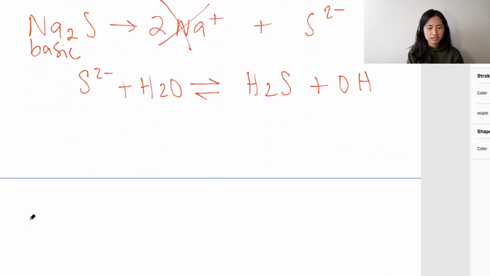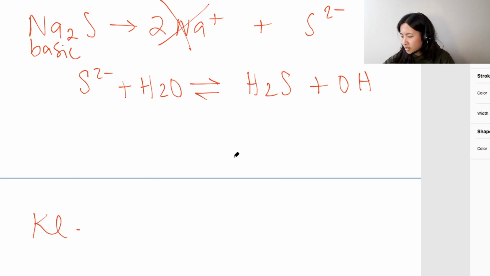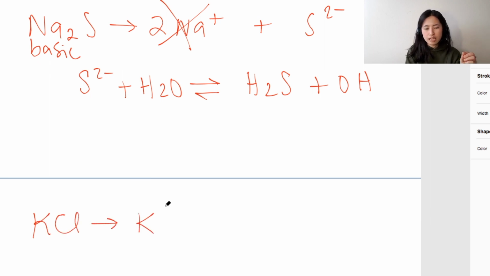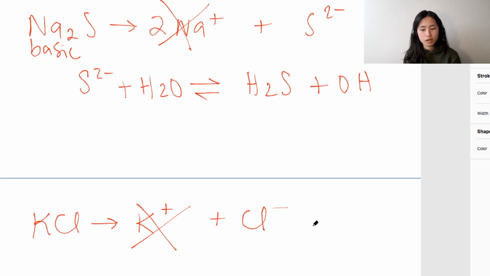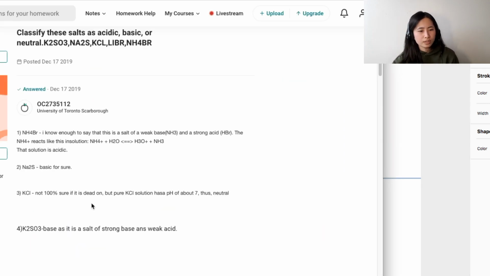So if you have KCl, okay, so this is KCl, and remember what I said, because this is a salt, it's going to dissociate into K plus and Cl minus. Again, K plus is a metal cation with a positive charge, therefore this will not participate in hydrolysis. And if you have Cl minus, this is an anion which is part of a strong acid, and we know that that's HCl, right? We know that HCl is a strong acid, therefore this is not going to participate in hydrolysis as well. So that's why KCl is neutral. So that's actually how you're going to explain that, and not 100% sure. Okay, so that's for KCl.